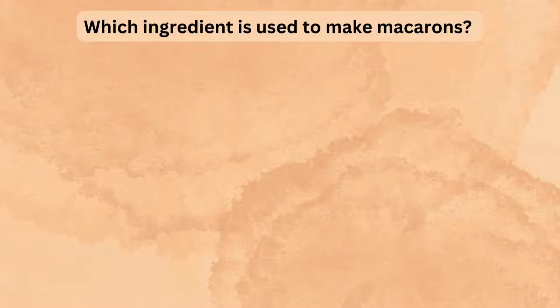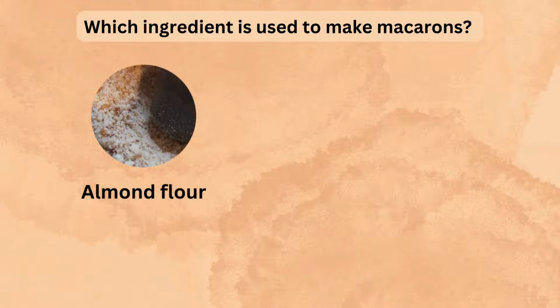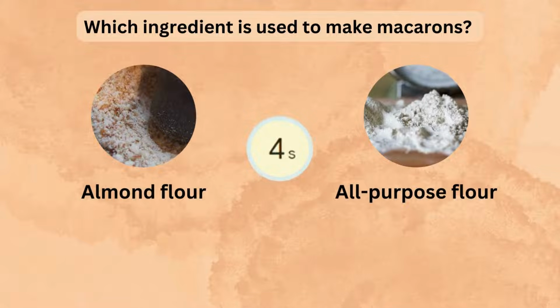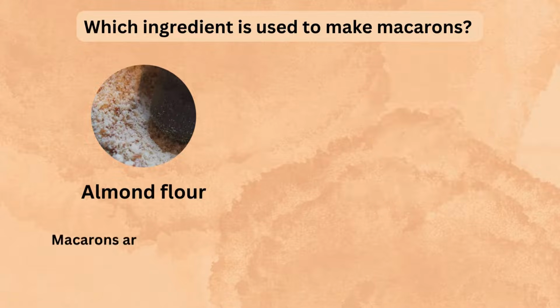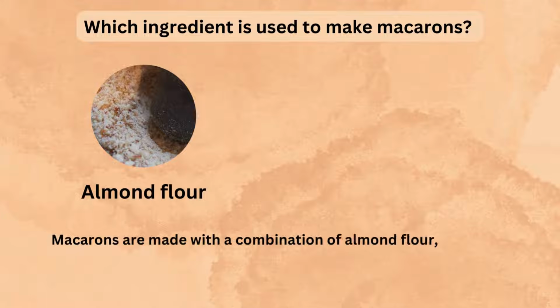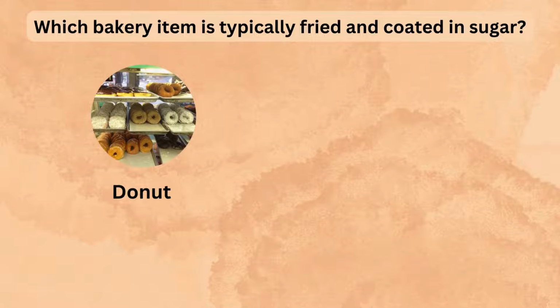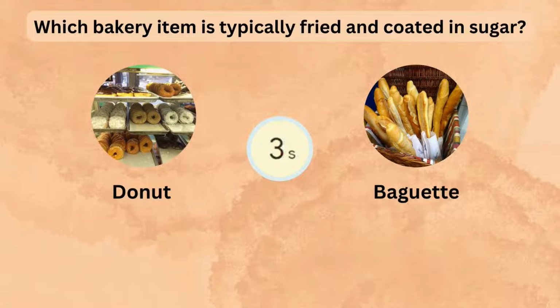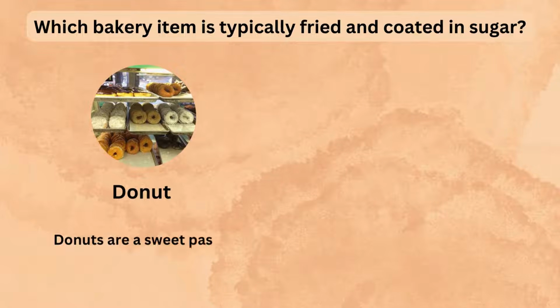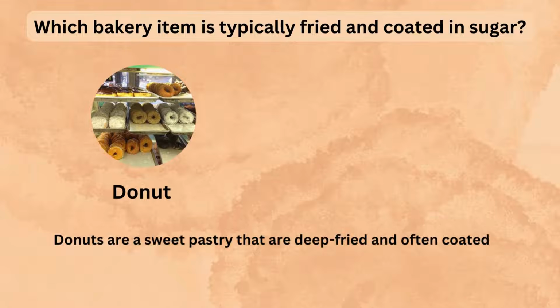Which ingredient is used to make macarons? Almond flour or all-purpose flour? Macarons are made with a combination of almond flour, powdered sugar, and egg whites. Which bakery item is typically fried and coated in sugar? Donut or baguette? Donuts are a sweet pastry that are deep fried and often coated in sugar, glaze, or frosting.